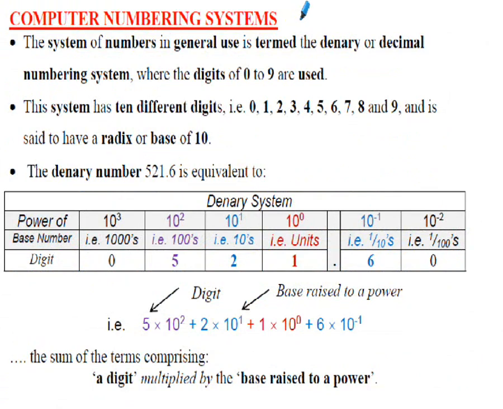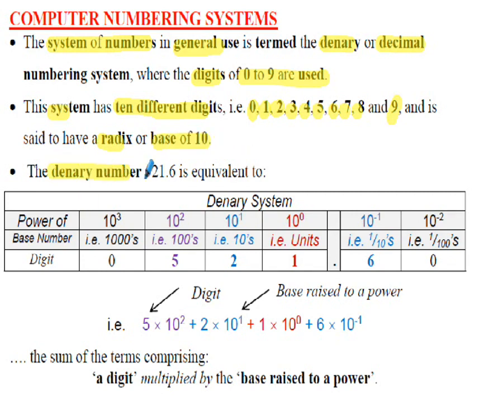Computer numbering systems. The system of numbers in general use is termed a denary or decimal numbering system, where the digits of 0 to 9 are used. This system has 10 different digits, 0, 1, 2, 3, 4, 5, 6, 7, 8, 9, and is termed to have a radix or a base of 10.